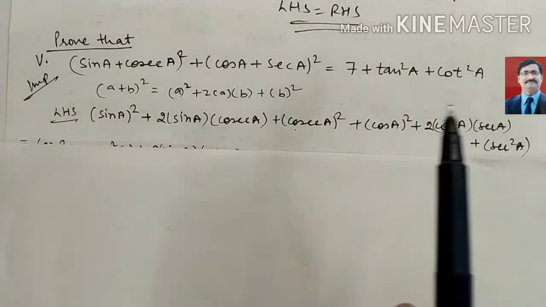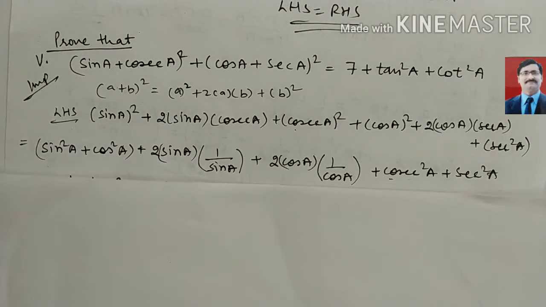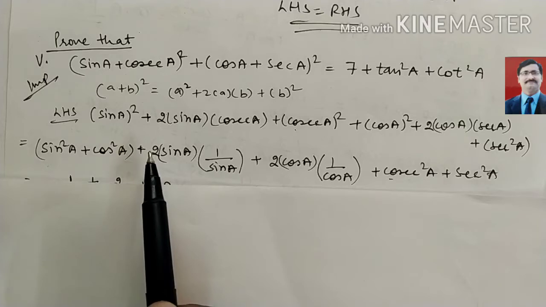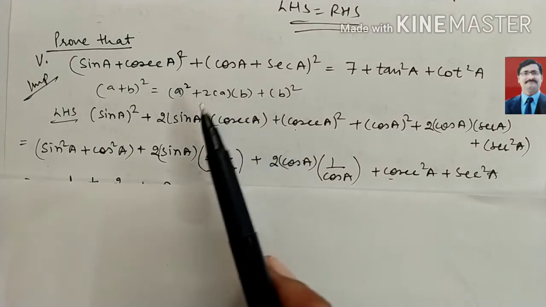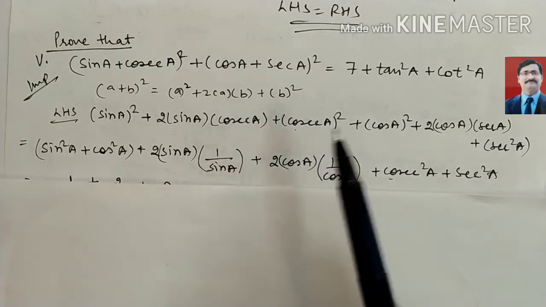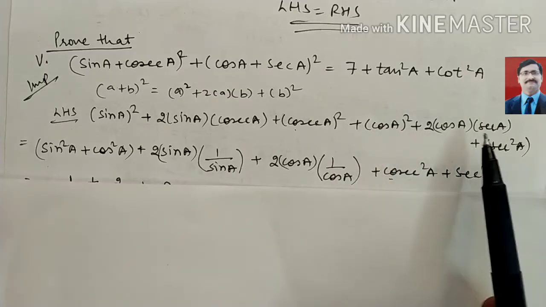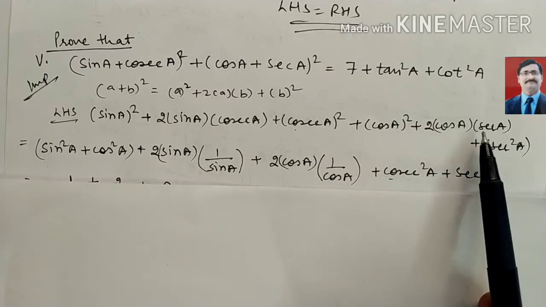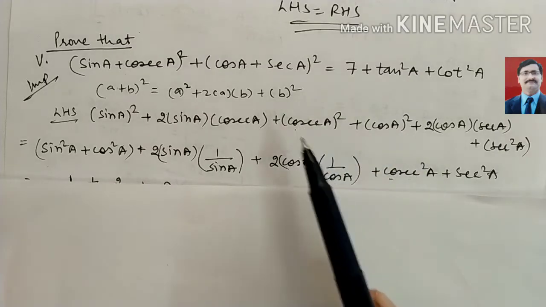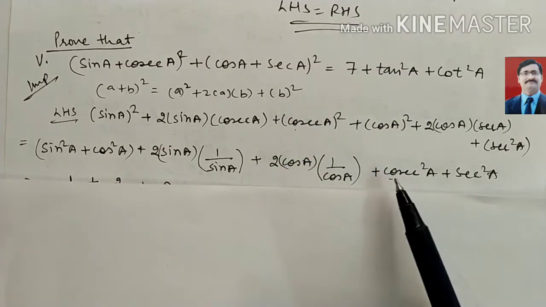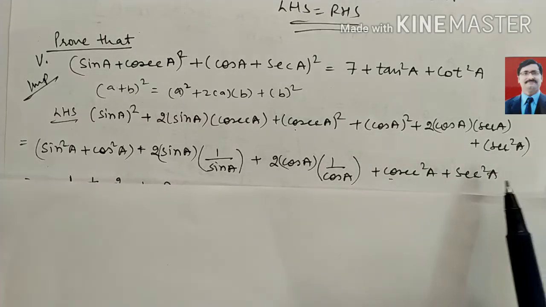Now sin square A and cos square A, we have a formula. So first you can write sin square A plus cos square A. Now the second term, 2 sin A, and cosec A you can write as 1 upon sin A. Cosec square A we already write. Now for the term 2 cos A and sec A, write 1 upon cos A, so 2 cos A into 1 upon cos A. Cosec square A is remaining, so you write cosec square A, and sec square A.